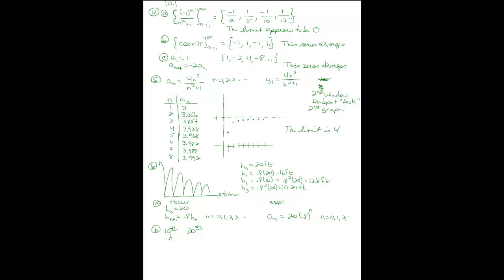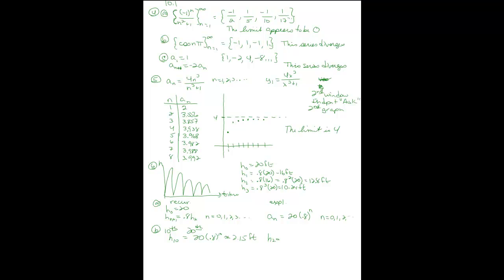So I'm looking for the 10th bounce. Well, h sub 0 was before I threw it up in the air. So h sub 1 would be the first bounce. So if I want the 10th bounce, I'm trying to find h sub 10. So I plug it into my formula, and I get 2.15 feet.